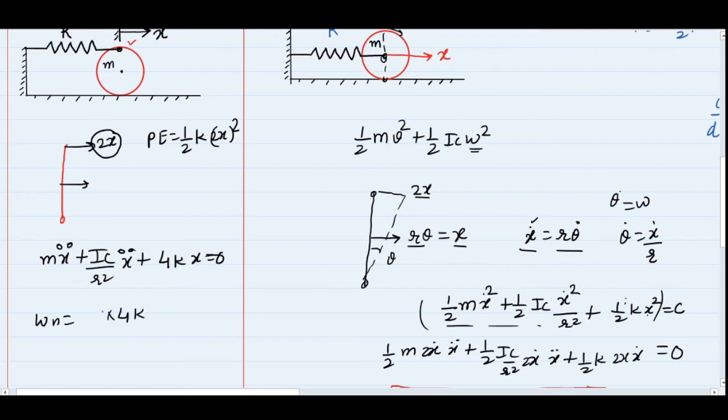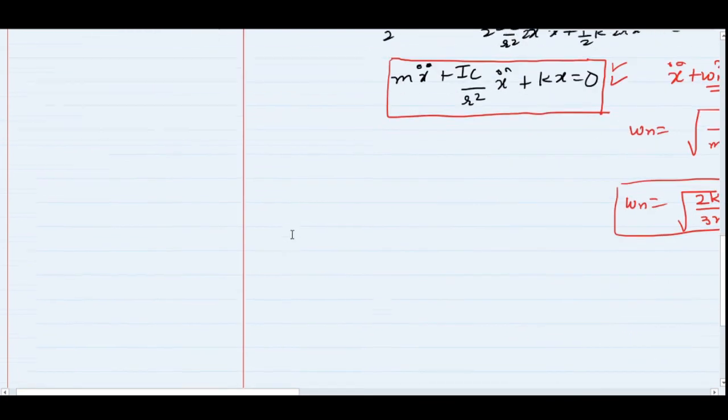4k into 2 divided by 3m, so it will be 8k by 3m. I will suggest you to try the same thing what we have done in the first problem, so you will be more confident to solve such problems. And let me tell you, a similar problem has been asked 2-3 times in the GATE examination, even in GATE 2020, a problem which is slightly modified.